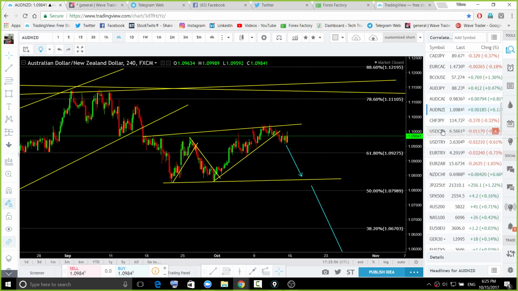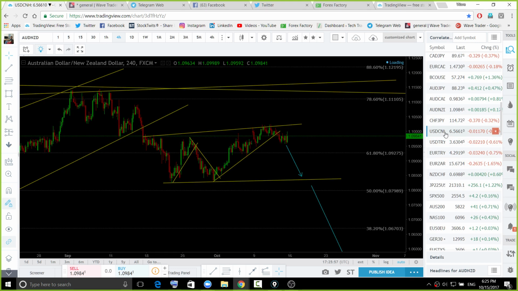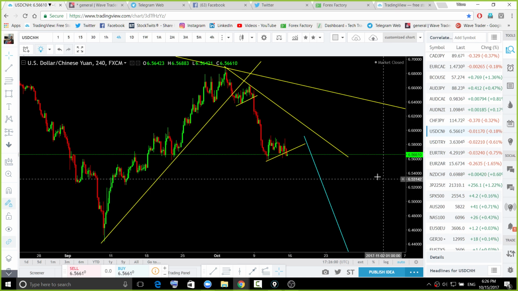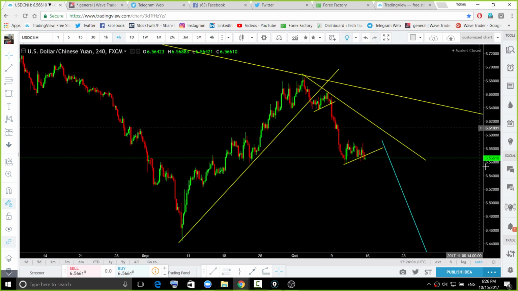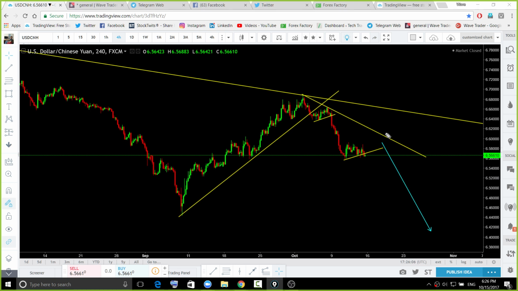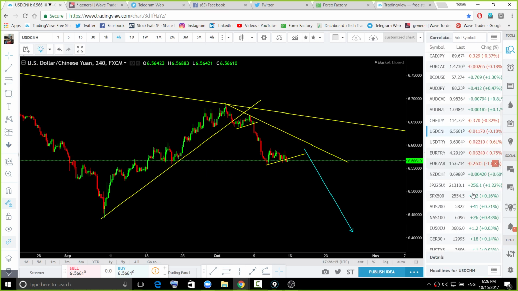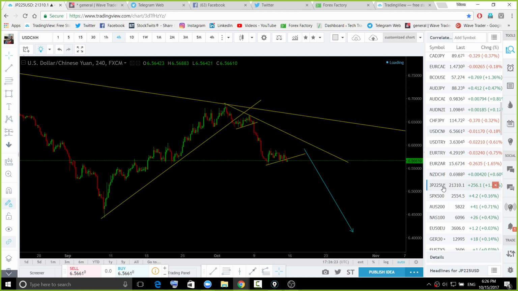And Chinese yuan is not ready. So US dollar and Chinese yuan. Yeah, watch this ABC move and that trade. Yeah, like that previous one. So pretty good sharp move to the downside. Okay, so USD Turkish lira is not a good pair at the moment.